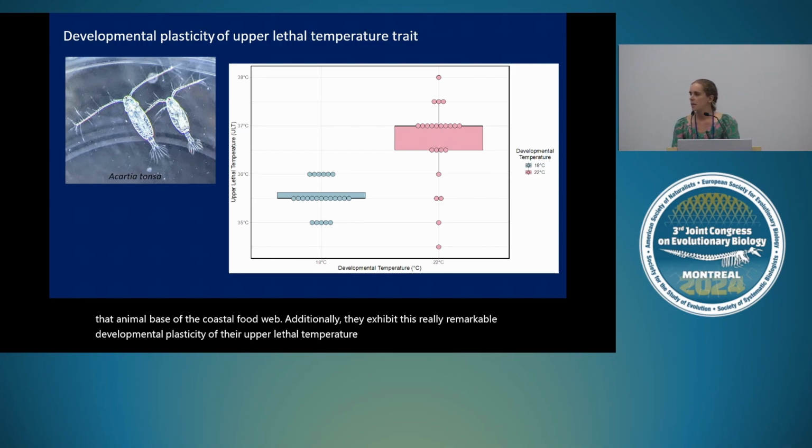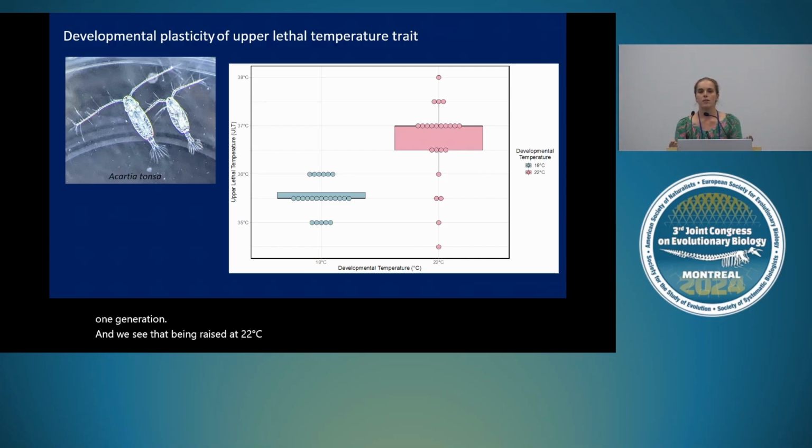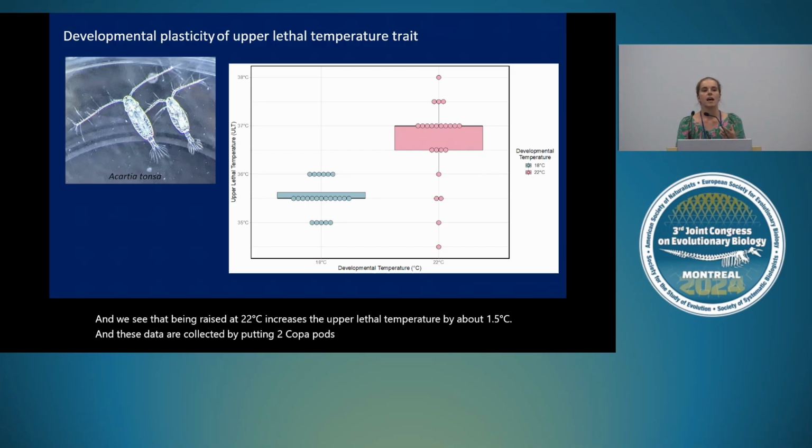And in these data, in blue, we see animals that are raised at 18 degrees Celsius, and in pink, we see animals that are raised at 22 degrees Celsius for just one generation. And we see that being raised at 22 degrees Celsius increases the upper lethal temperature by about 1.5 degrees Celsius. And these data are collected by putting 2 copepods in a glass tube and then ramping up the temperature slowly and recording the temperature at which they die. So it's a good way of understanding how much heat they can take before they die.